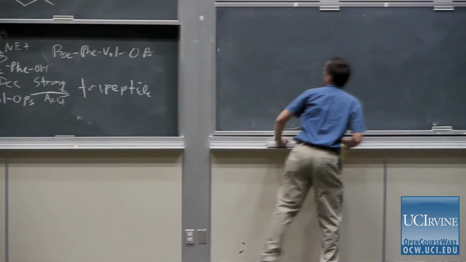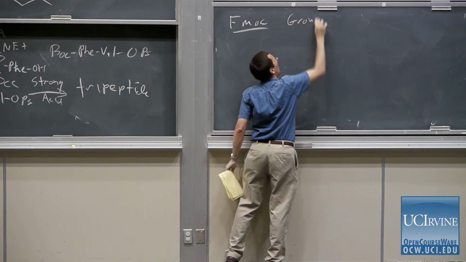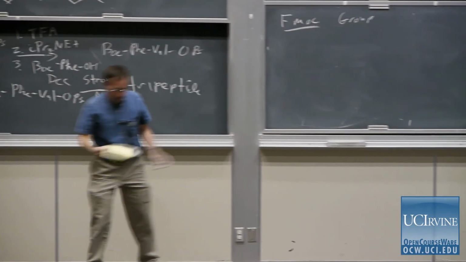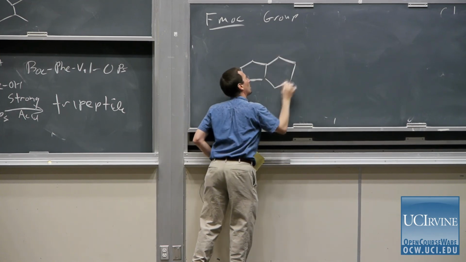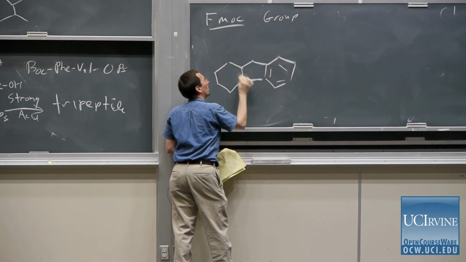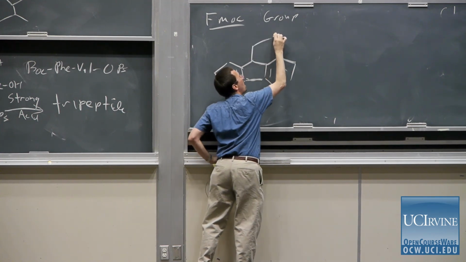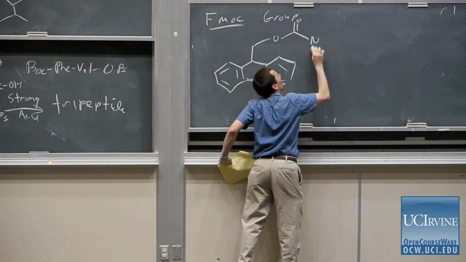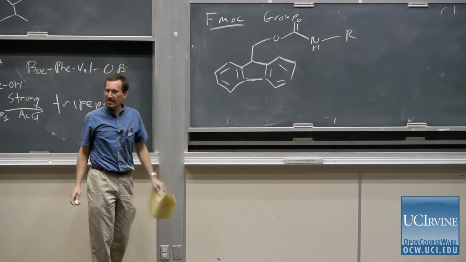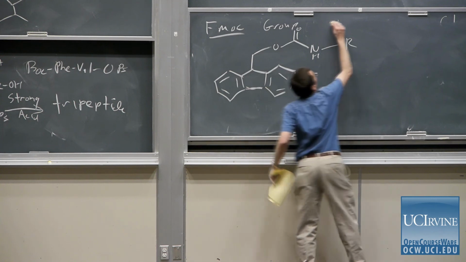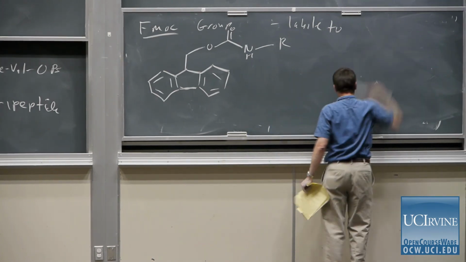And so the last innovation that I'll introduce was a base labile protecting group, the Fmoc group. The Fmoc group is a big aromatic unit. It's in the same family as the Boc group. It stands for fluorenylmethyloxycarbonyl, that means CH2, oxycarbonyl. And the Fmoc group is cleaved with a base such as piperidine, so I'll say a mild amine base.